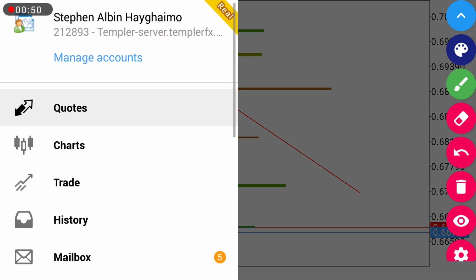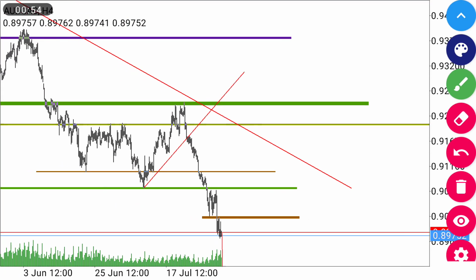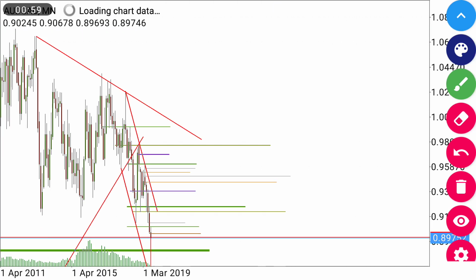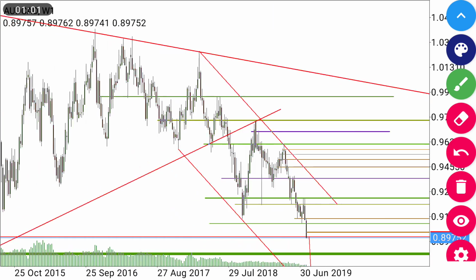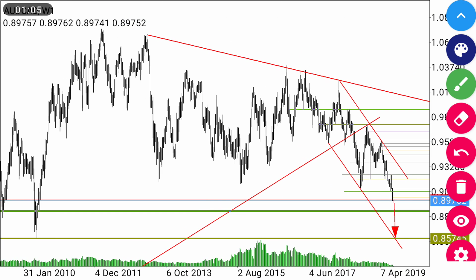Another pair which you're going to be focusing on is AUD CAD. On AUD CAD, we're going to be looking for a bearish direction. When you go back to weekly, you can first see our targeted area. Where do we get our entry?